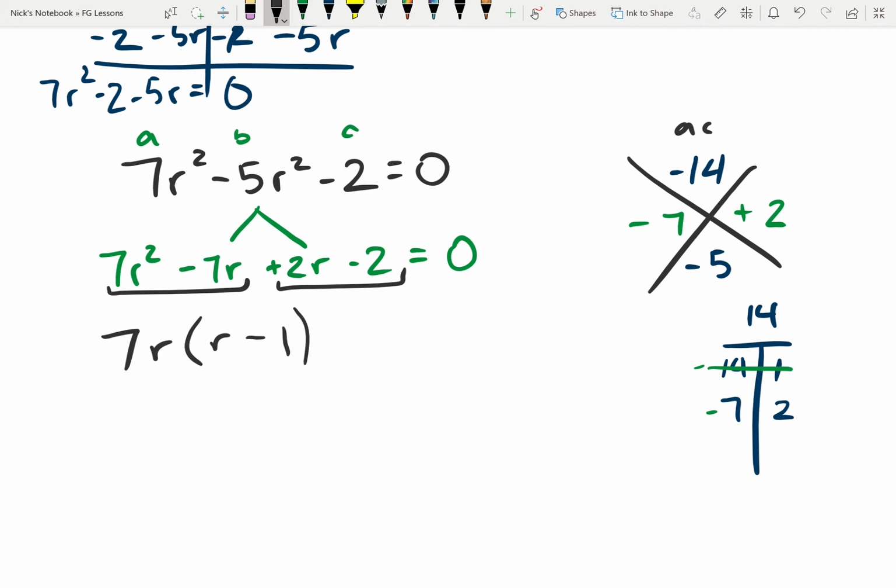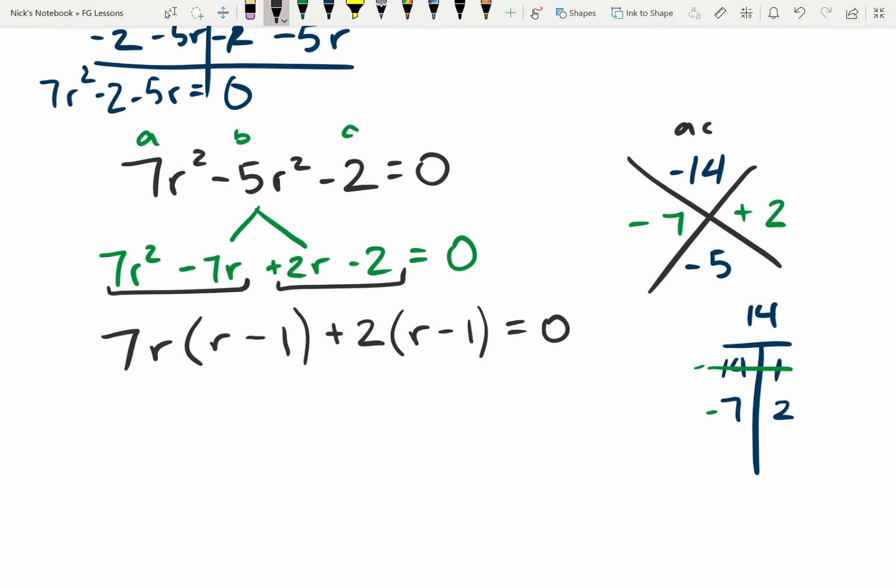All right. Now let's take a look at this. So we have plus 2r and minus 2. Let's factor out 2. Well, we can factor out a 2. This has an r, but the negative 2 does not. So we cannot factor out an r. So we just have r minus, well, 2 divided by 2. What's 2 divided by 2? That's minus 1. Here we go.